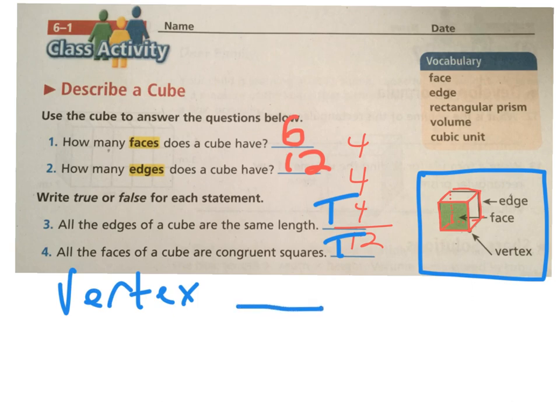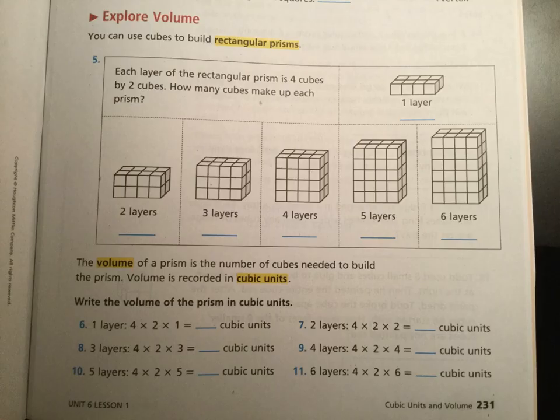See if you're right. 1, 2, 3, 4, 5, 6, 7, 8. There are 8 vertexes on a cube. All right, let's move on to the next page, or the rest of this page.